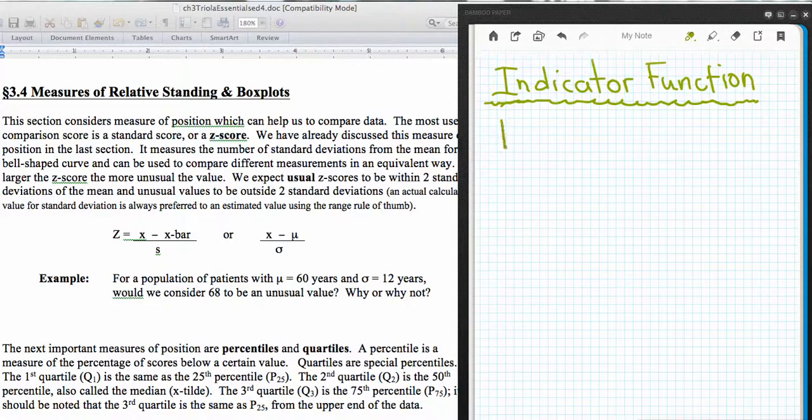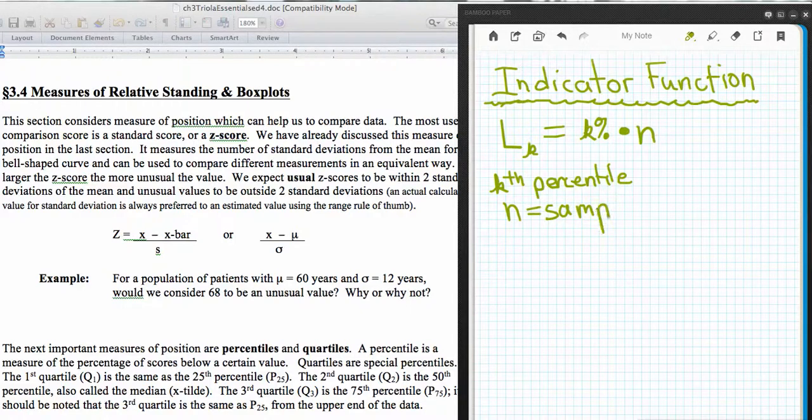So the indicator function, we're going to use this L, and I'll use a K here to indicate it. And this is the kth percentile in the data. So kth percentile is what we're trying to locate. And what we'll find here is that this is our k% multiplied by n. And remember, n is equal to your sample size.